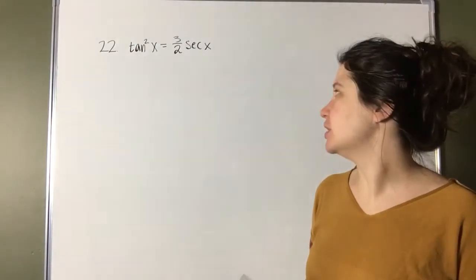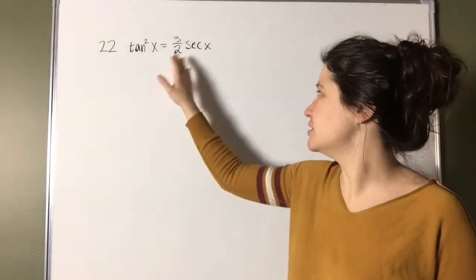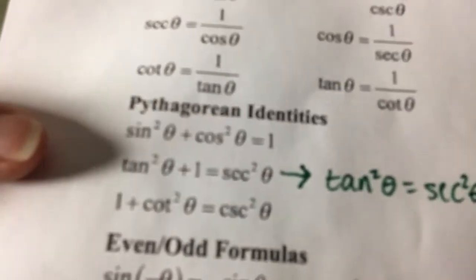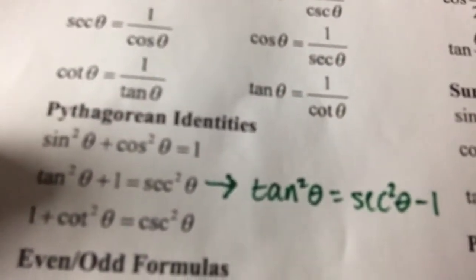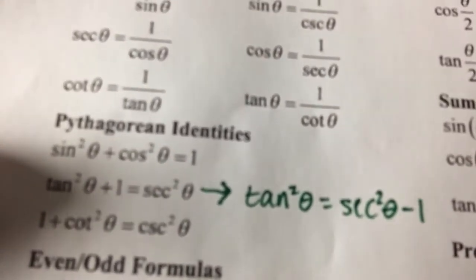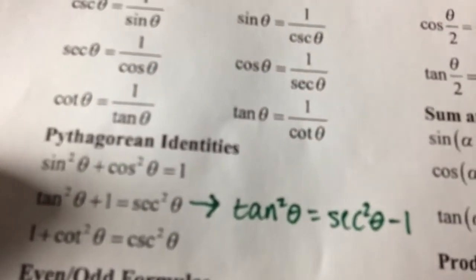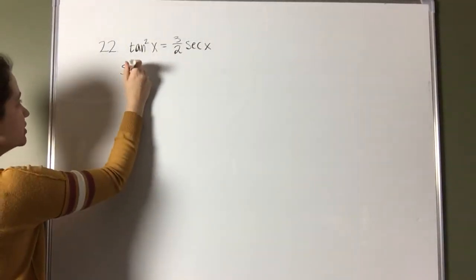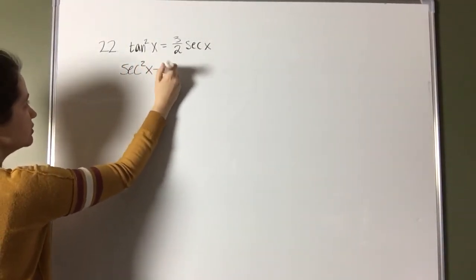The first thing you want to realize is that there's a Pythagorean identity that links tangent and secant together. If you look at the Pythagorean identity on your formula sheet, I'll zoom in on it, it says that tangent squared plus 1 is equal to secant squared. That would imply, if we subtracted 1 from both sides, that tangent squared is equal to secant squared minus 1. So I'm going to rewrite this as secant squared minus 1.